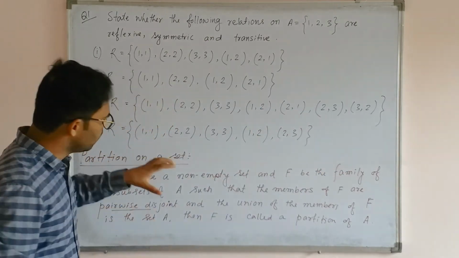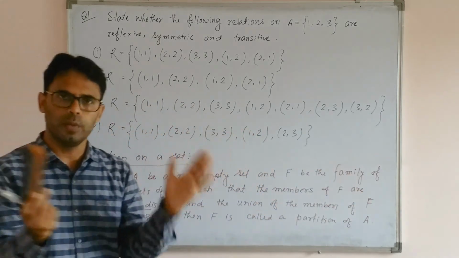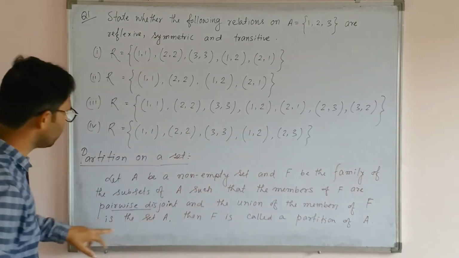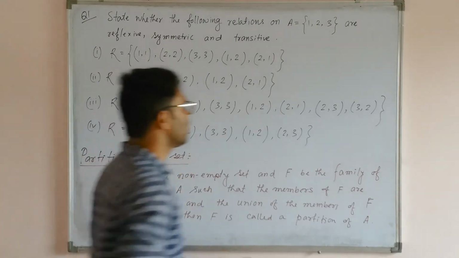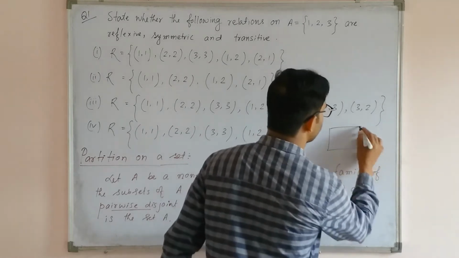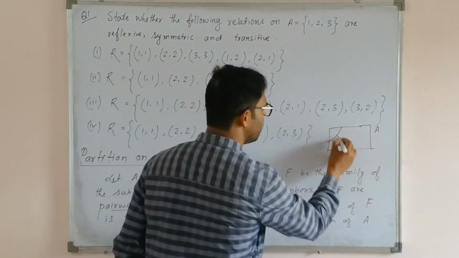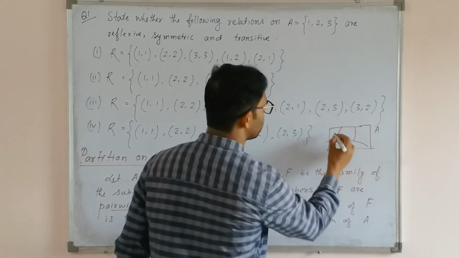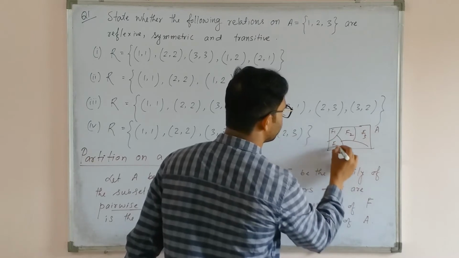So this union of the members of F, meaning the union of the subsets is equal to the set A, then F is called the partition of the set. Like this, let me try to type a simple expression. So this is the total set A. If you write a subdivision like this, say this is F1, this is F2, this is F3, and F4, F5.